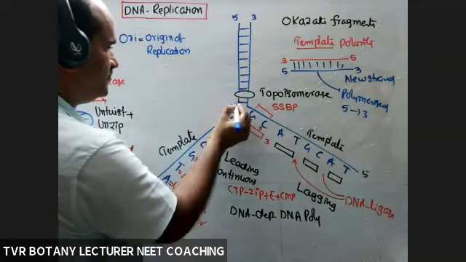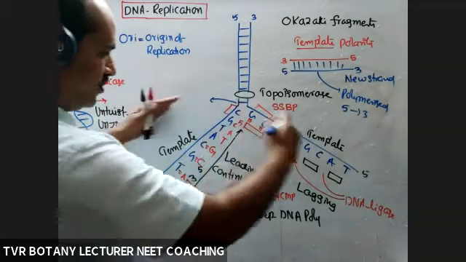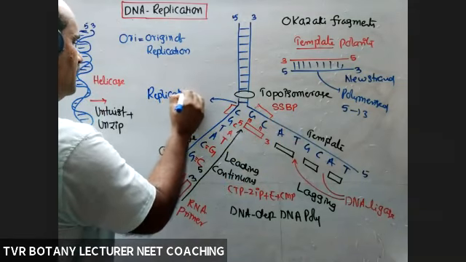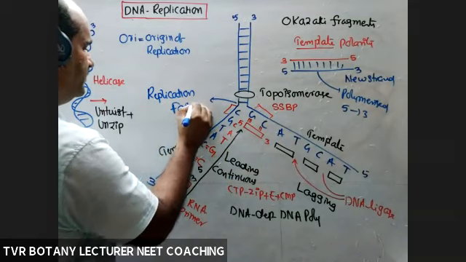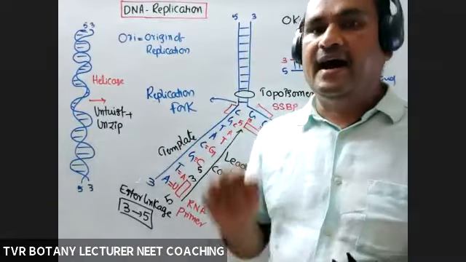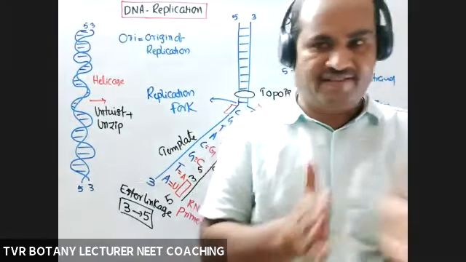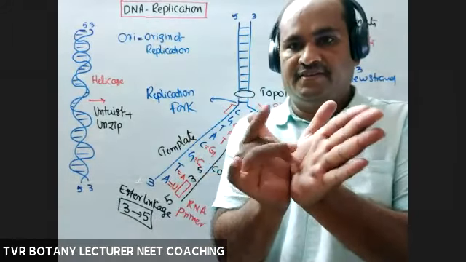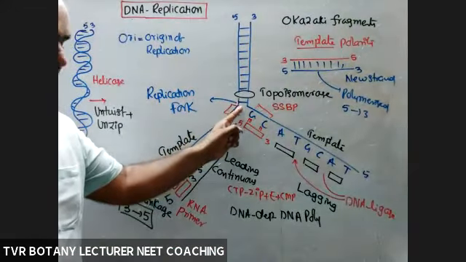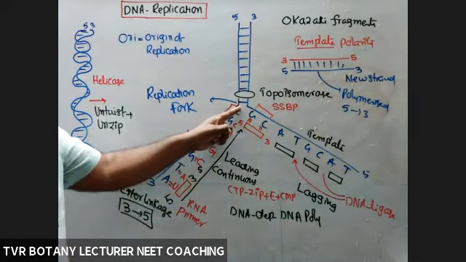And one more thing, what is this point? We forgot it. Once both the DNA strands are opened, it forms a fork. So this is called the replication fork. Replication fork means the site of the DNA where both DNA strands are separated from each other.